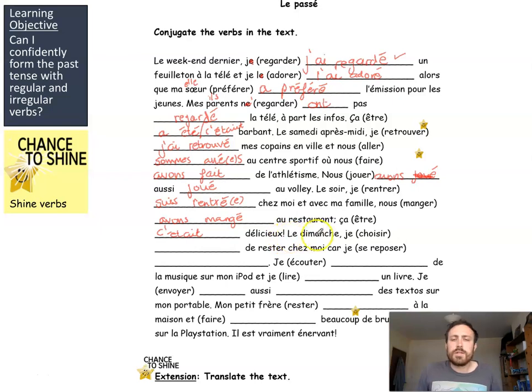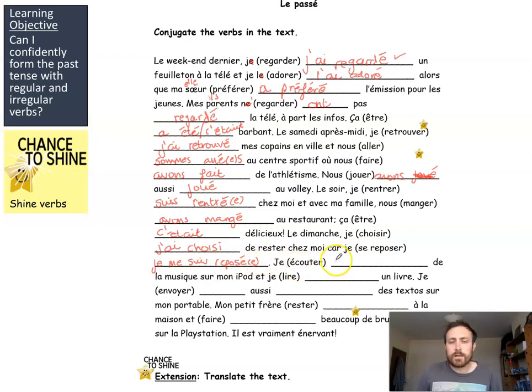It was delicious. Le dimanche, on Sunday, now choisir is an IR verb. It's regular, and it takes avoir, so it's going to be j'ai. What do we do with IR verbs? We take off the IR and we add an I. J'ai choisi de rester chez moi. I chose to stay at mine because, now this is a little bit tricky because we haven't actually covered it in this, but it would be car je me suis reposé. Potentially. The reason is because if the verb is reflexive, it automatically takes être in the past tense.